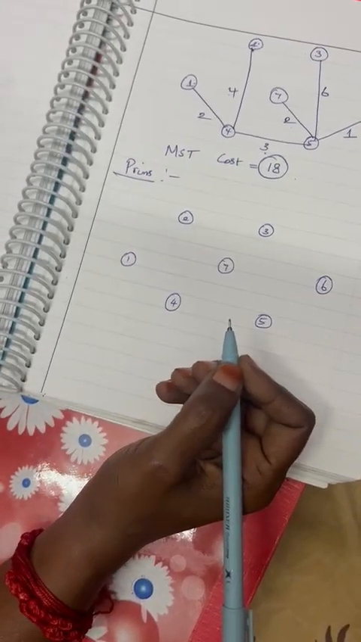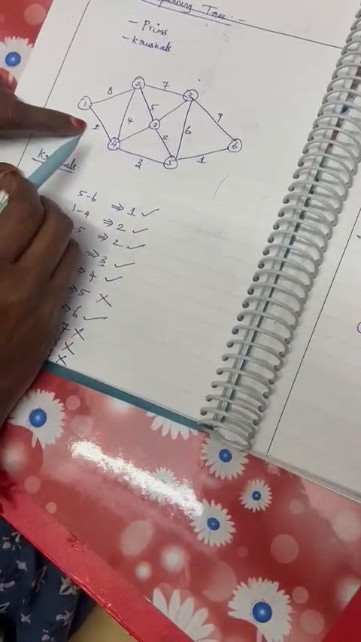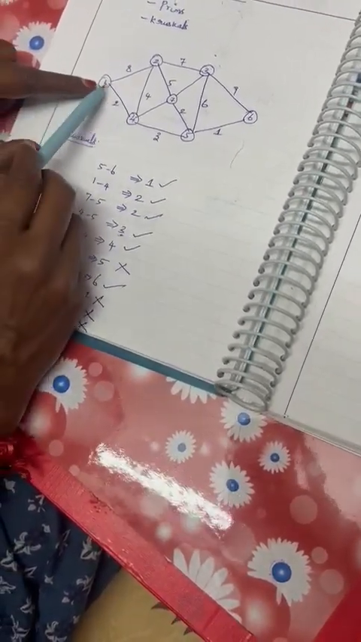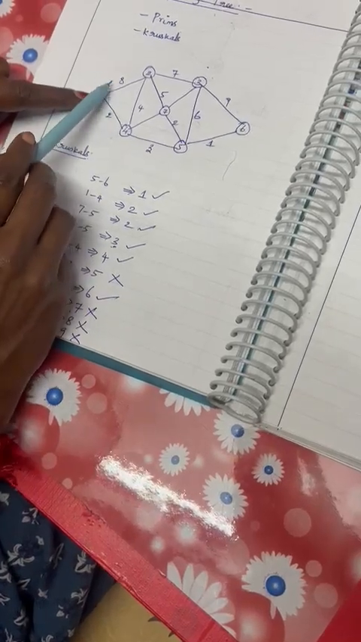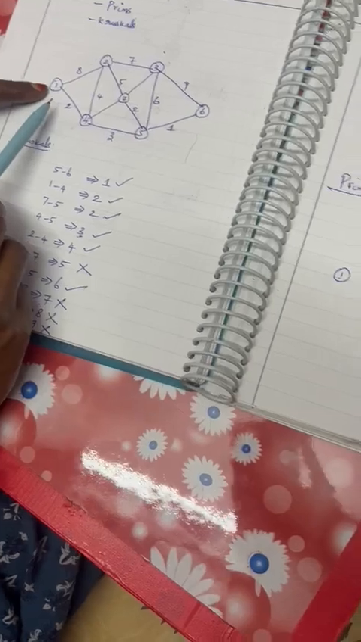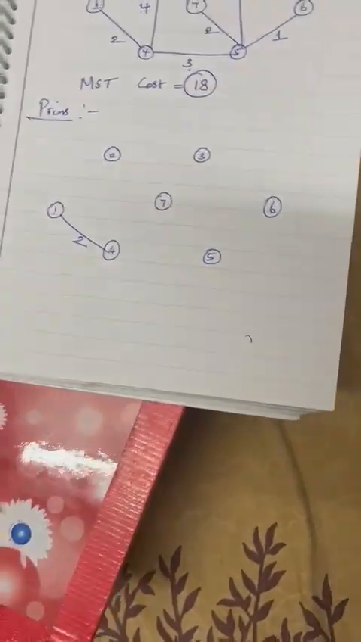So first you have to start from 1. Here in this graph, you have to check the adjacent edges. From 1 we have 2 edges, right? 8 and 2. Which one is smallest, that I have to start. So I'll start with 2, because that is the minimum.